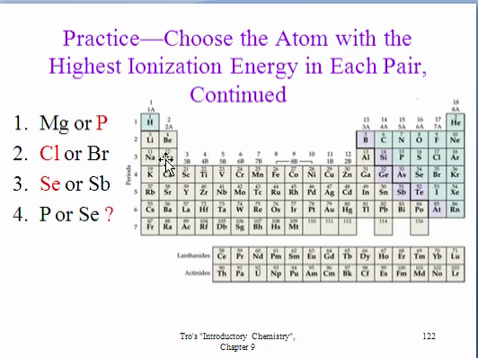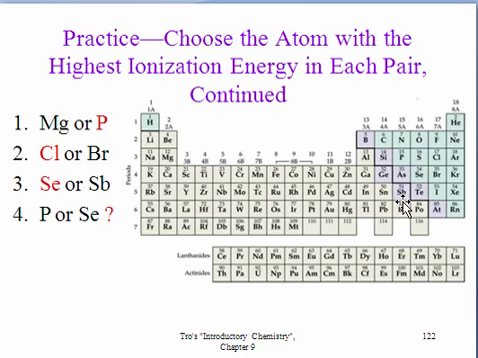Okay, so let's look at magnesium and phosphorus, both in the third period. Phosphorus is smaller than magnesium, so it's going to have the larger ionization energy. Harder to pull an electron off from phosphorus than magnesium. Chlorine or bromine. Bromine is larger than chlorine, so it's going to be harder to take an electron off chlorine. Chlorine will have the larger ionization energy.